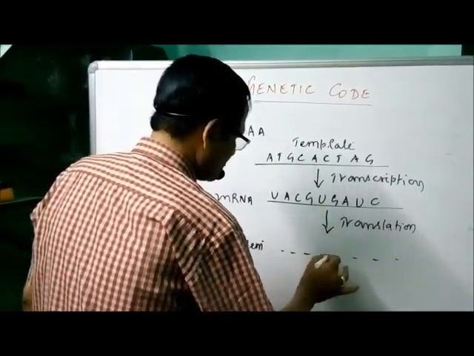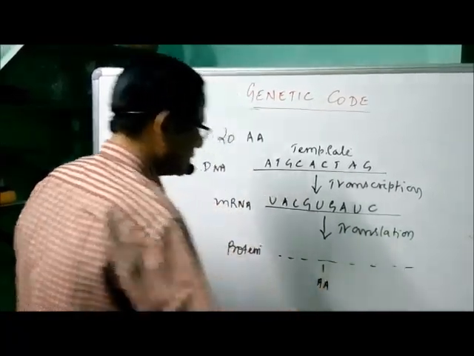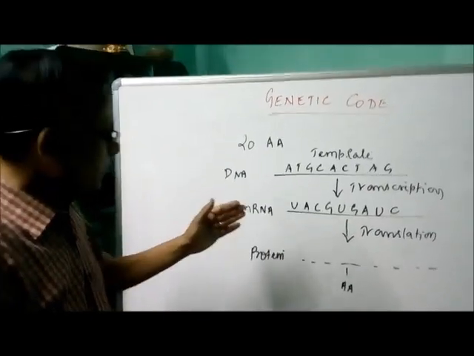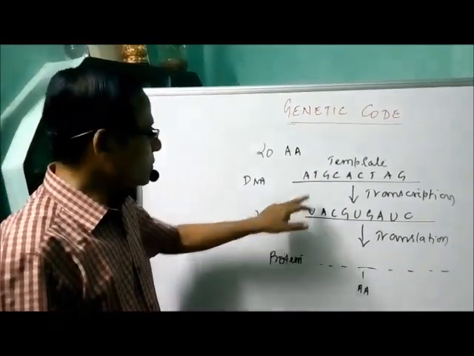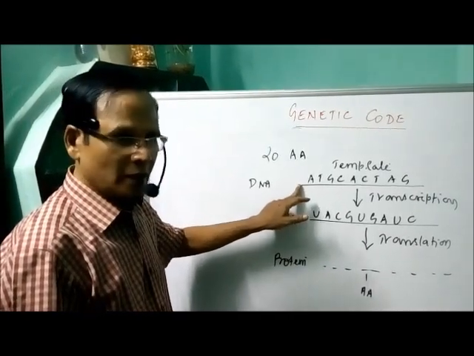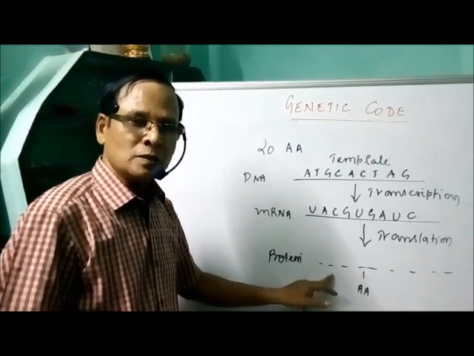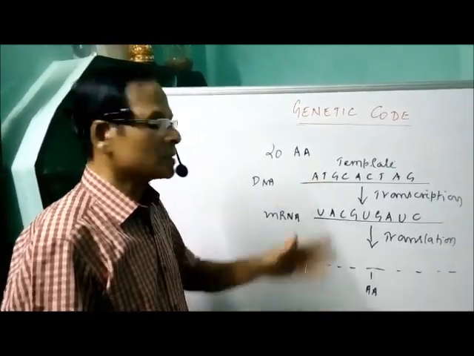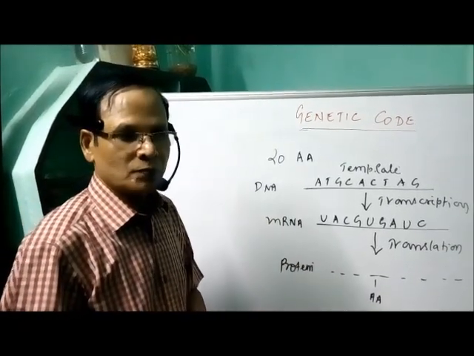And we have a number of amino acids like this. So one amino acid I am taking. So the genetic code is the relationship between the nucleotide sequence of DNA and the amino acid sequence of protein, which is normally encoded by the DNA. This is one. What is the genetic code?